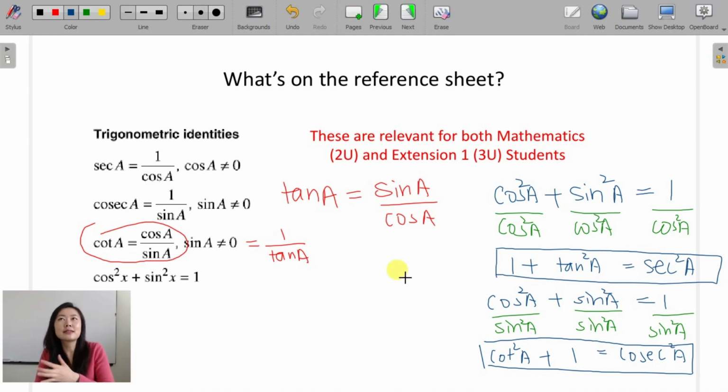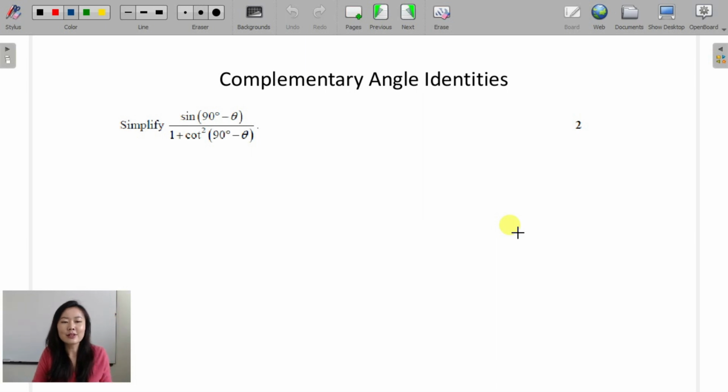So in any case, if you don't remember it, you can look at the reference sheet and derive it. All right, so let's take a look at some typical exam questions in this area. And what I'm going to do is start with some easy ones and then progress to some more difficult ones. All right, so this first one.